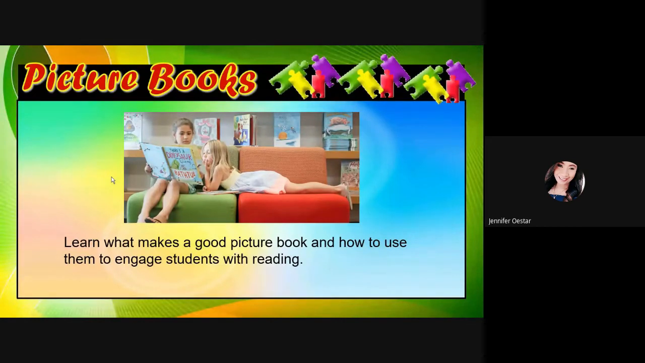Learn what makes a good picture book and how to use them to engage students with reading. So especially, who are those starting or enjoying picture books? Can you give me names of or ages wherein picture books are being enjoyed?